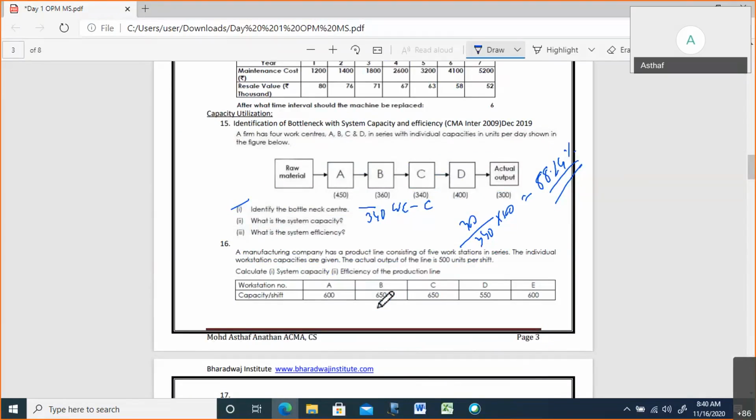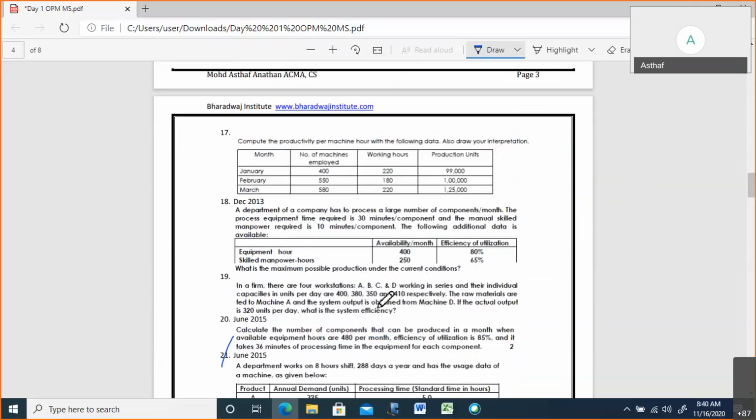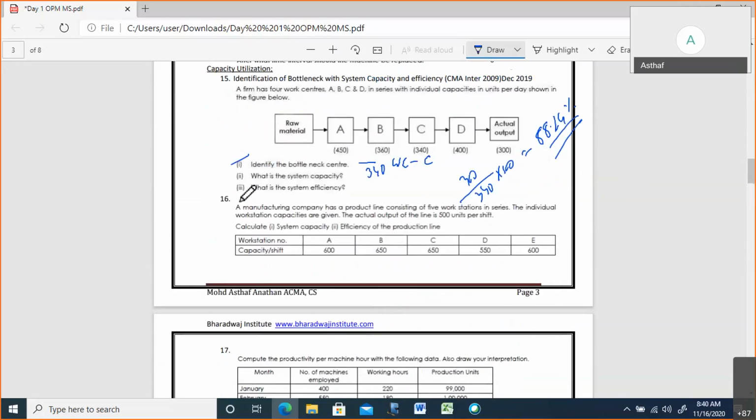Copy fast. Now, try to do question number 16 yourself. Let's see how we approach it first. Question number 16, the same question.